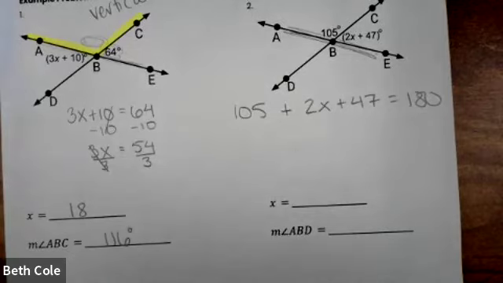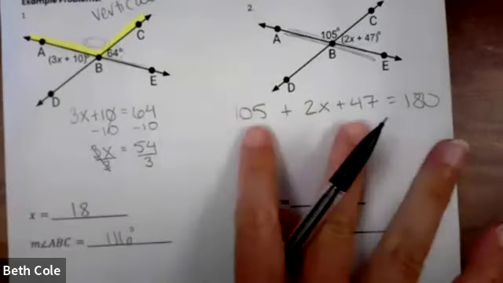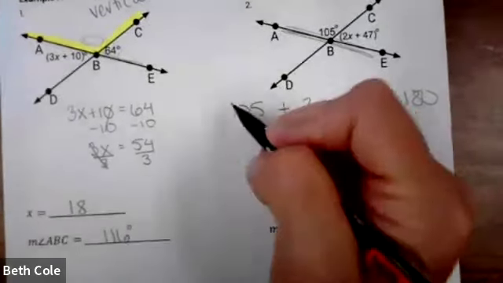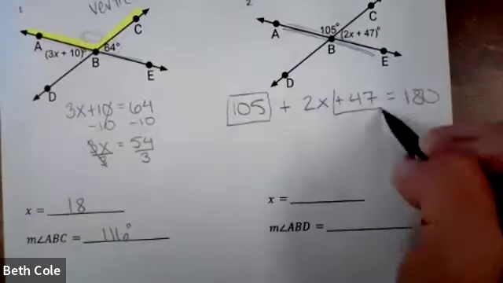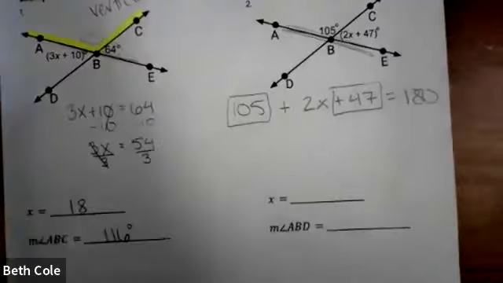All right, now do you see how that looks really long? What we need to do is combine some things together to make it shorter. What can we combine together over here? Yeah, good vocabulary, like terms. So we're going to add together the 105 and the 47.